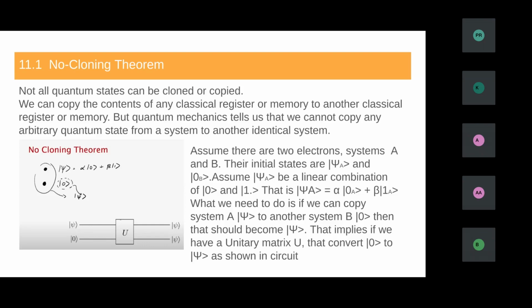So let me first clarify the no-cloning theorem. If you look at a classical computer register, whether it's in memory or in the CPU registers, you can actually take it and copy it to any other place in another system. So if you have a system A and a system B, I can copy the registers from system A to system B, or from system A to memory. In quantum, that copy business is not allowed.